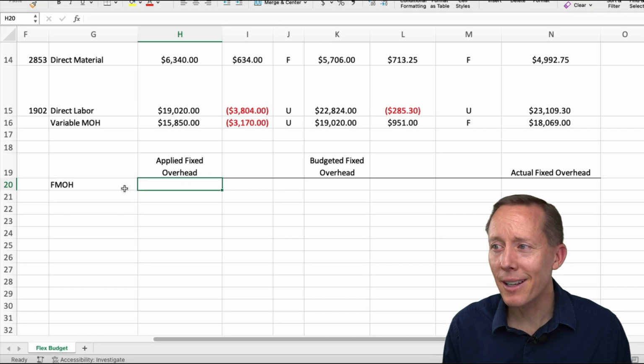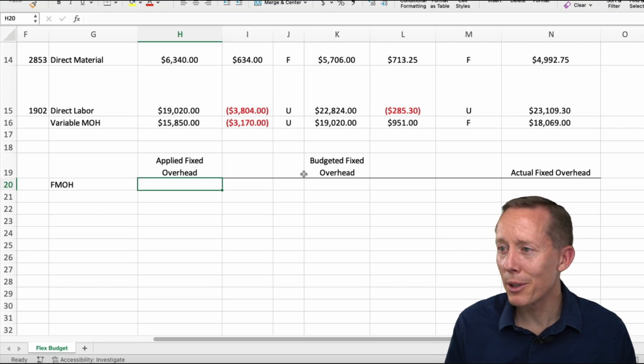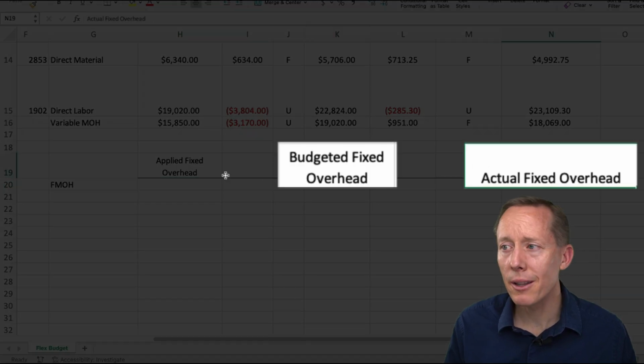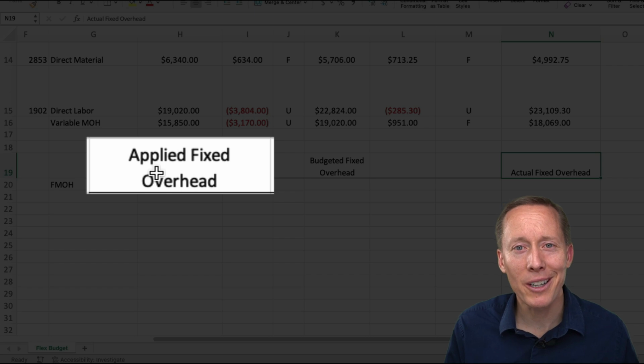All right, you can see that this framework has three numbers for fixed overhead that we will calculate. Two of them are really pretty easy. The third one's not as hard, but it does take more effort.